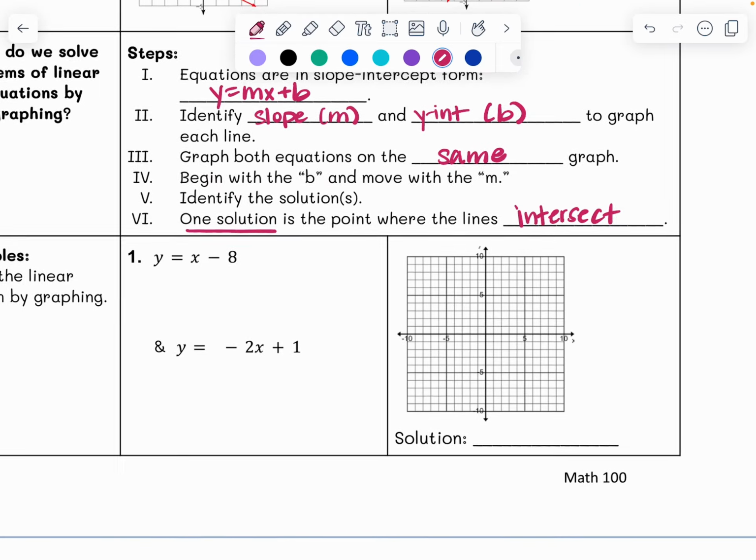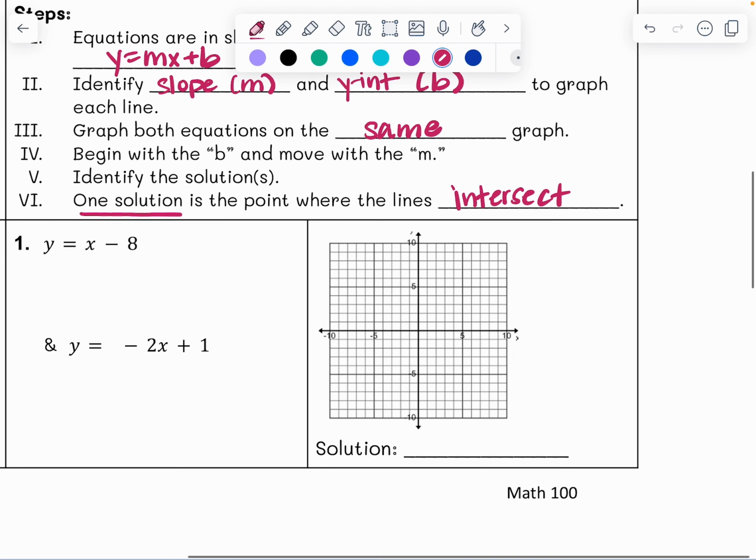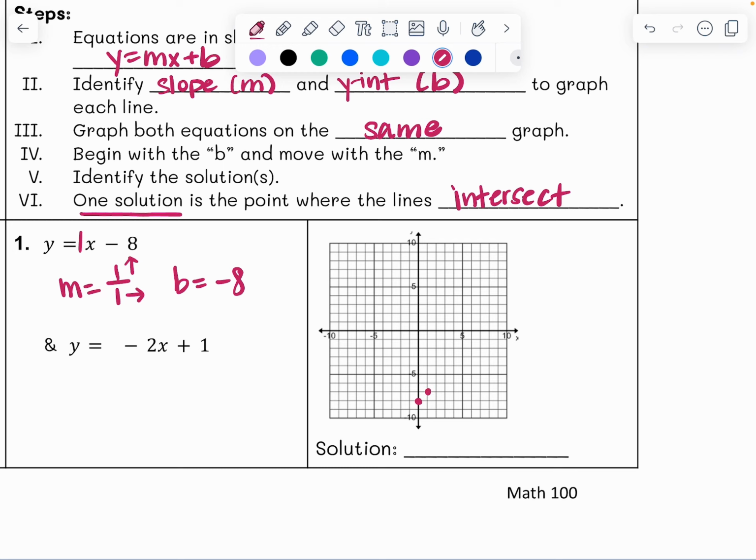So let's graph this. We have y equals x minus 8 and y equals negative 2x plus 1. So first I will be doing y equals x minus 8. My slope is 1 over 1, because remember this is a 1 here. When it's a whole number, we just put 1 on the bottom. This means I'm moving 1 up, 1 to the right. And b is negative 8. That's my y-intercept. So I will plot negative 8. And my next point will be 1 up and 1 to the right. And I'll just go ahead and plot a few here before I draw my line.